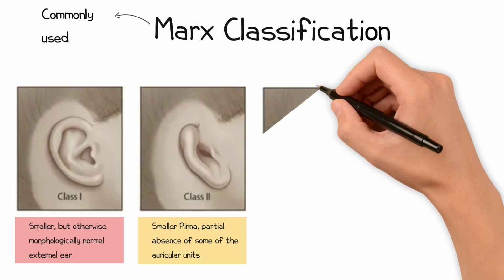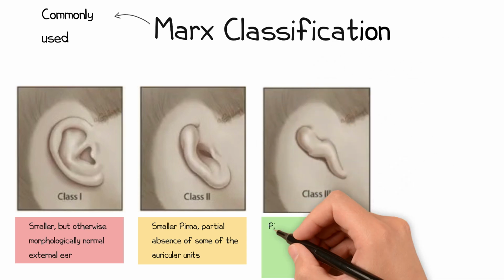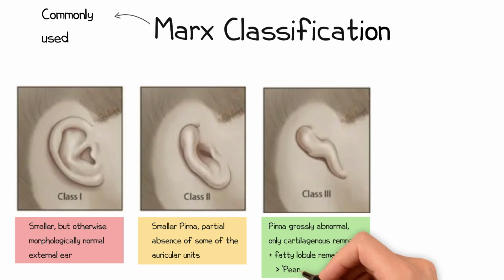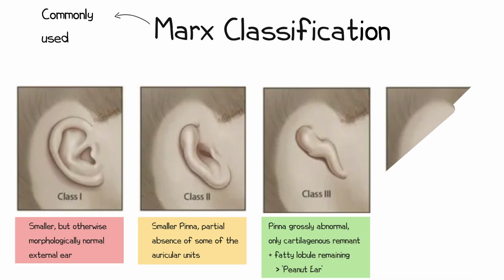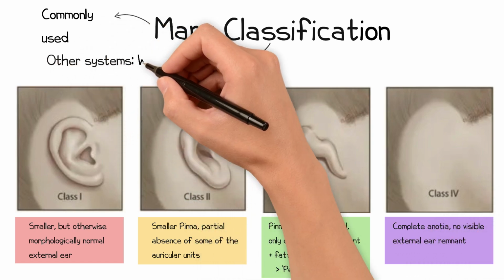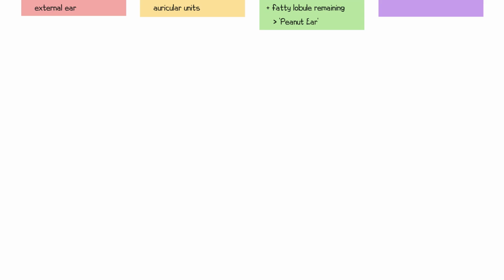In Grade 3, the pinna is grossly abnormal with only a cartilaginous remnant and a fatty lobule remaining, and this is sometimes referred to as a peanut ear. And with Grade 4, there is complete anotia with no visible external ear remnant. Other systems include the Weerda or Nagata classifications.